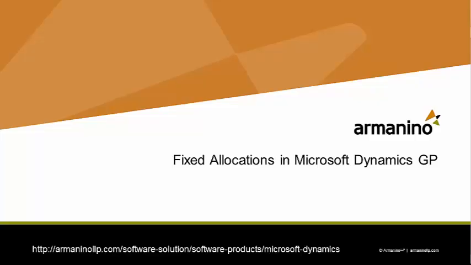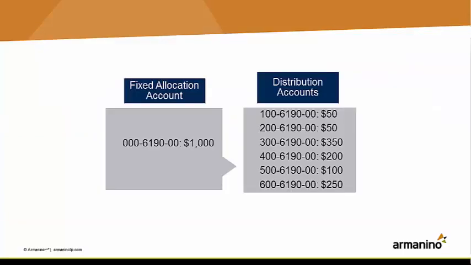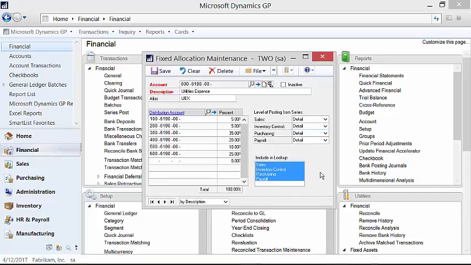I want to show you how fixed allocations work in Dynamics GP. It's really pretty simple. The first thing you need to do is set up a fixed allocation account. This is a basic fixed allocation account.